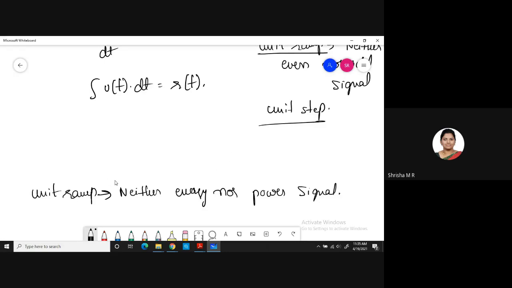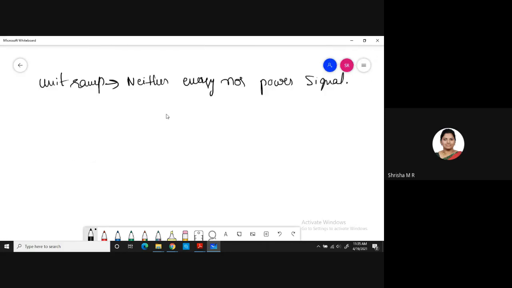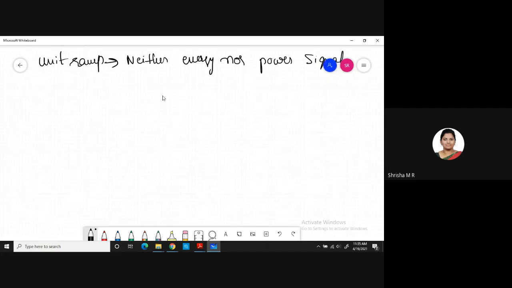So these are the basics for you. Operations on signals will be done on unit step, unit ramp, and unit impulse. Different operations we will be doing.